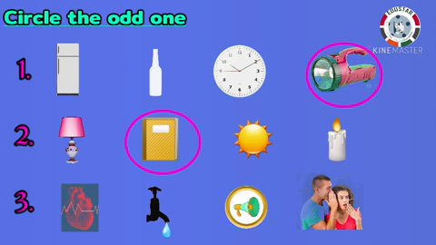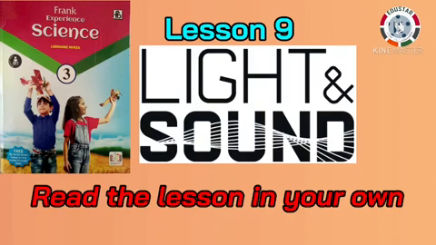3. Heartbeat, dripping water, loudspeaker, whispering. Here the odd one is loudspeaker because the other three are pleasant sounds. The loudspeaker produces unpleasant sound. I hope you got some idea about this lesson. Try to read this lesson thoroughly on your own. Okay.